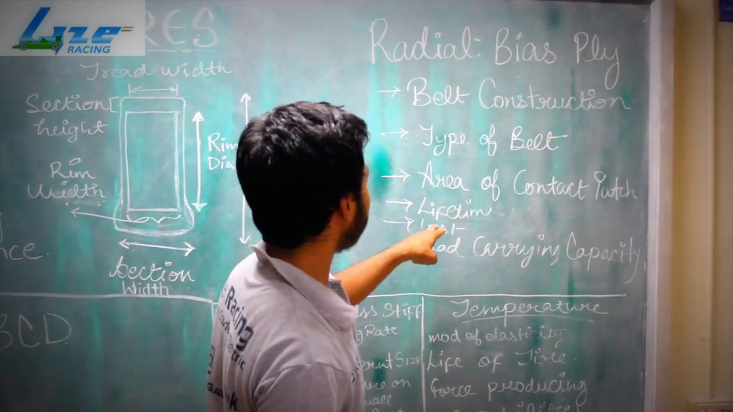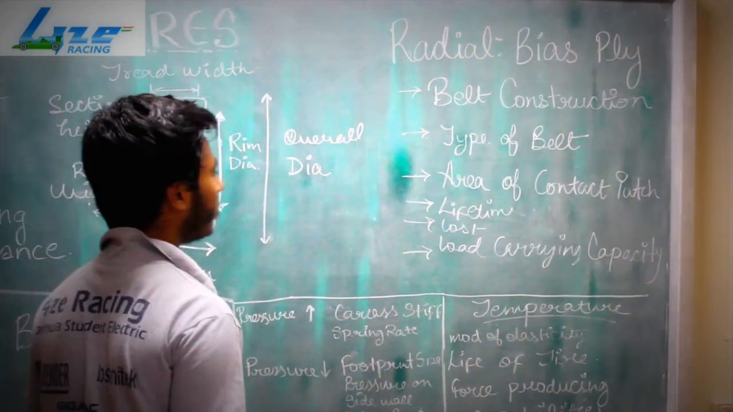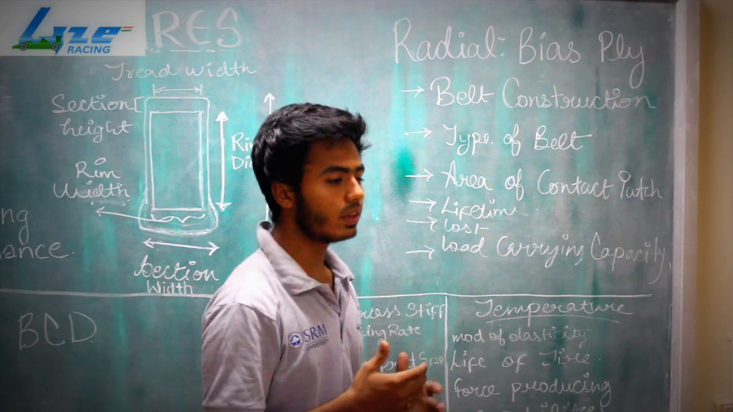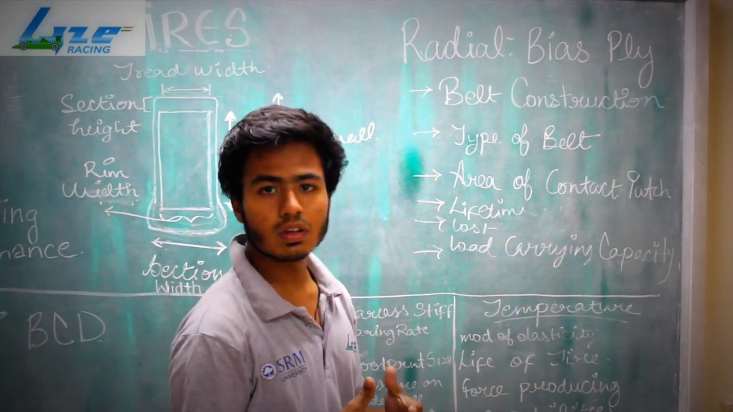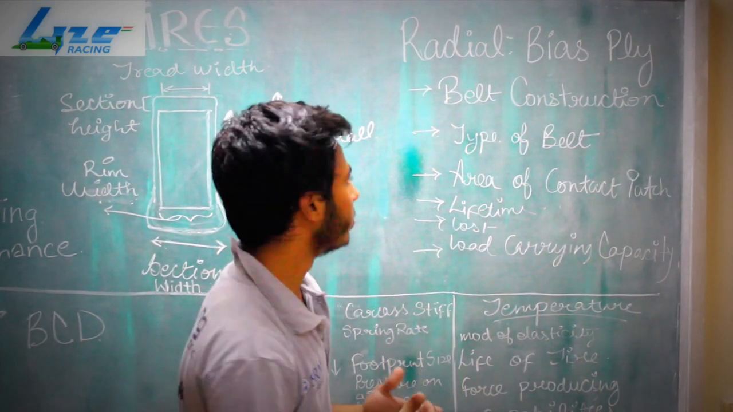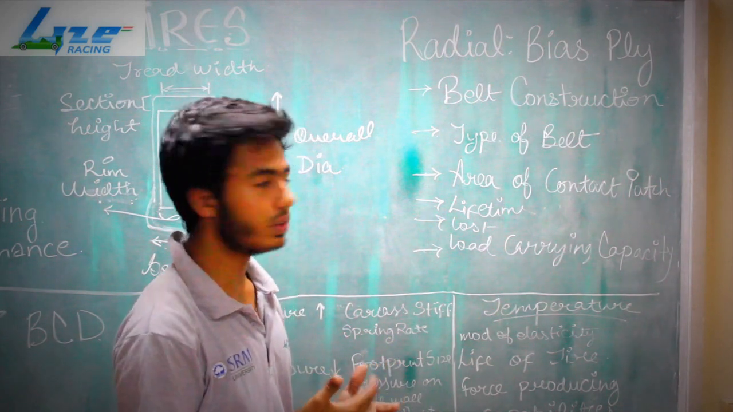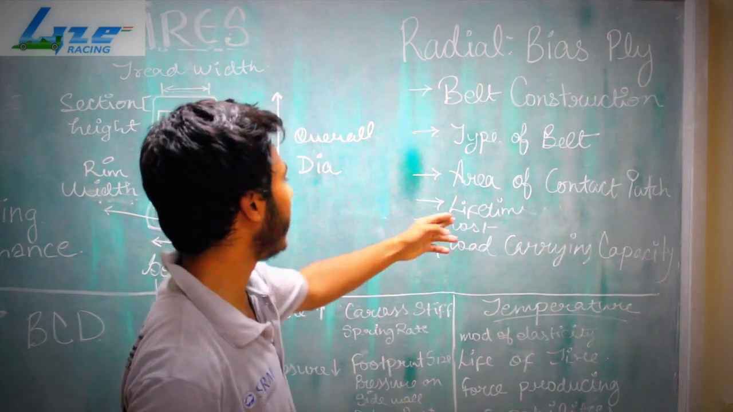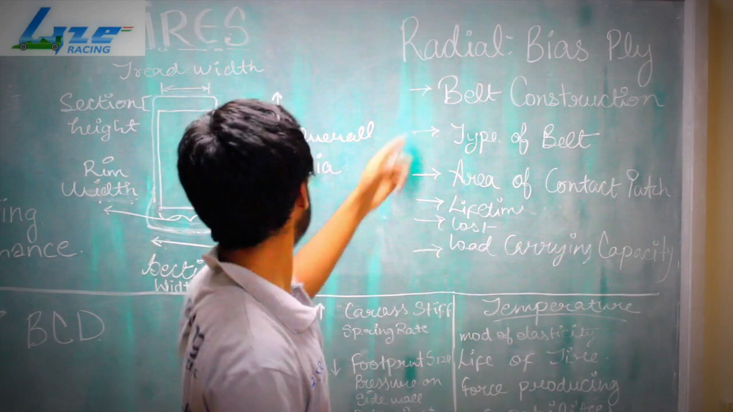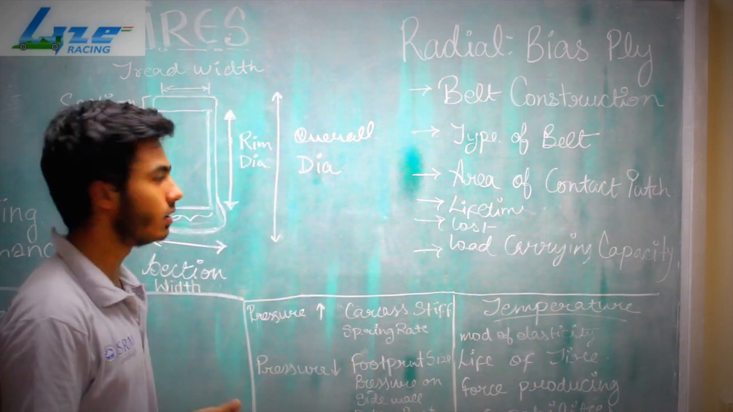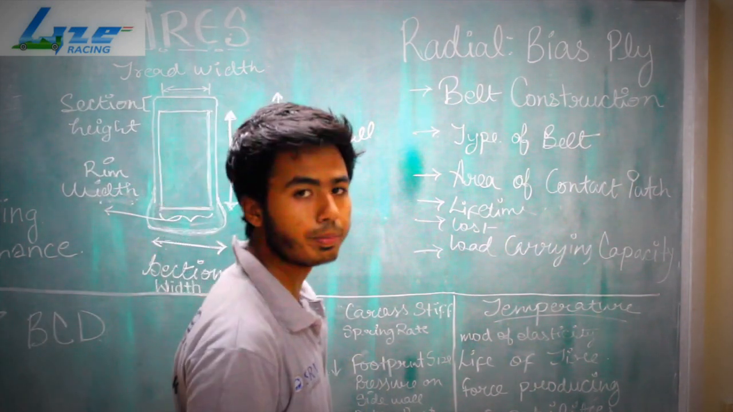Next, the lifetime. I told you that bias ply tires have plies in between, and there are multiple layers of it. So it's going to create friction among themselves. It's going to heat up the tire, and the lifetime will go down. Whereas in radial, that's not the case. There's only one layer, and the lifetime is better than the bias when compared.